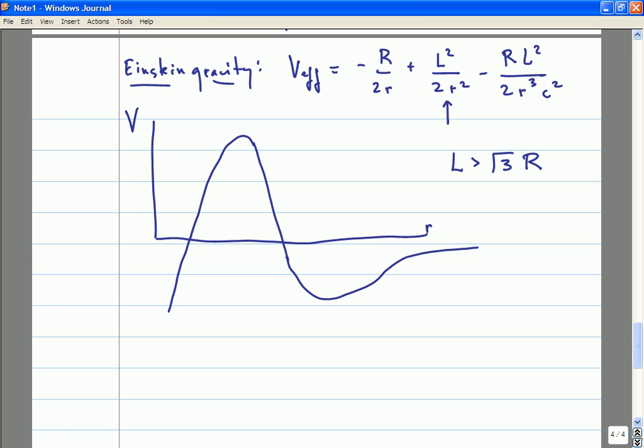Yes? What if it's not? What if L is less than root 3 R? Yeah. We'll discuss that in a second.